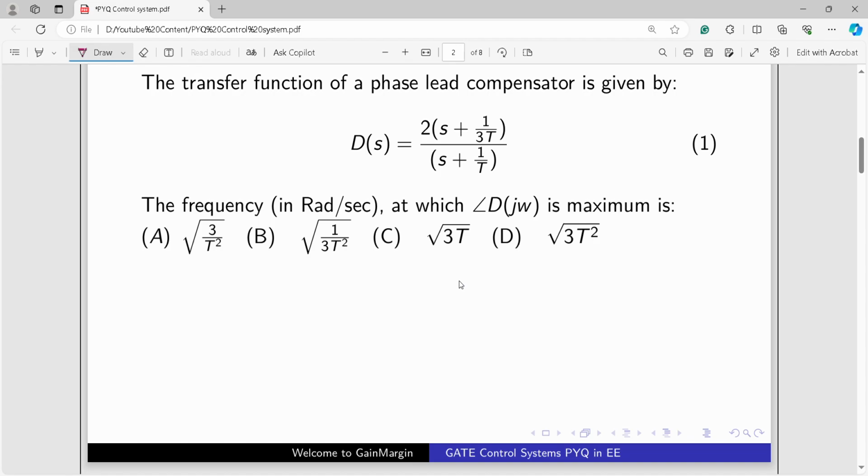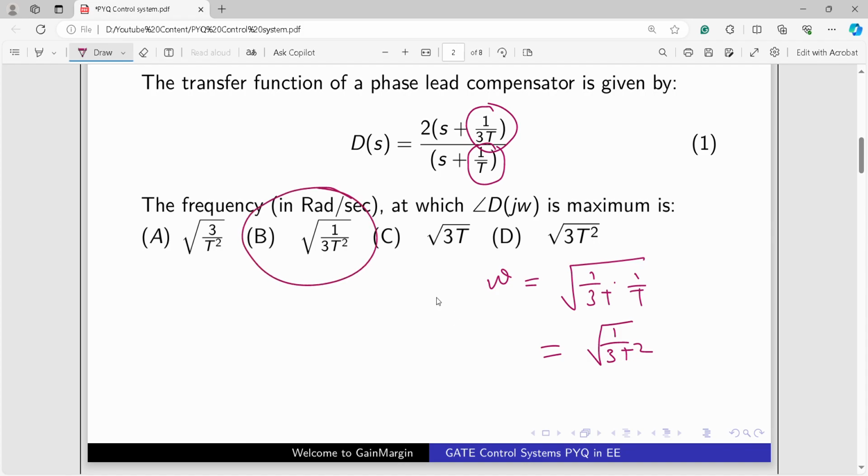As we know, in the transfer function they have given one corner frequency 1 by 3T and one more corner frequency 1 by T. As we know, the frequency for which the phase is maximum is the geometric mean of the corner frequencies. So 1 by 3T into 1 by T gives straight away the answer 1 by root 3 T. So here the answer is B. Option B is correct.